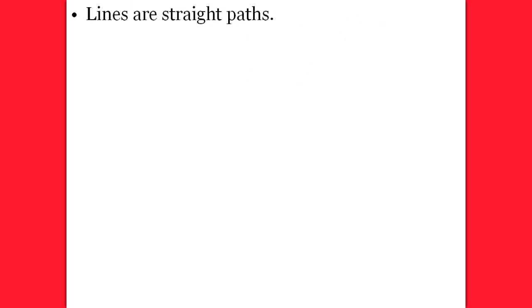Now, when we talk about lines, lines are straight paths. I can't draw a straight line to save my life. So I plot my points and then I get out my little straight edge and I play dot to dot with my straight edge to try and make this nice, clean, neat, straight path.